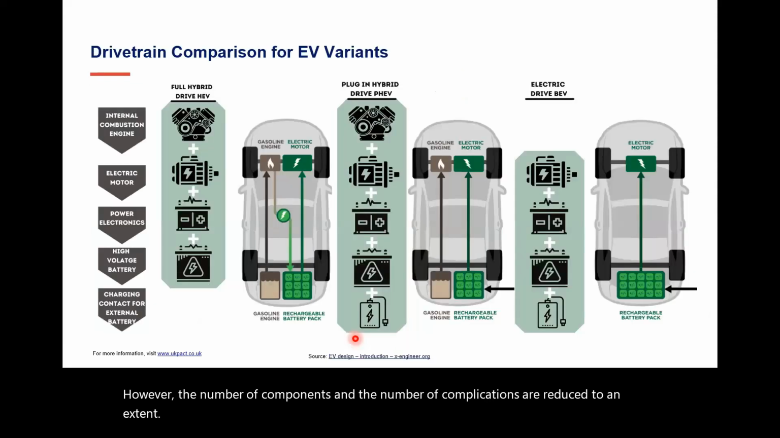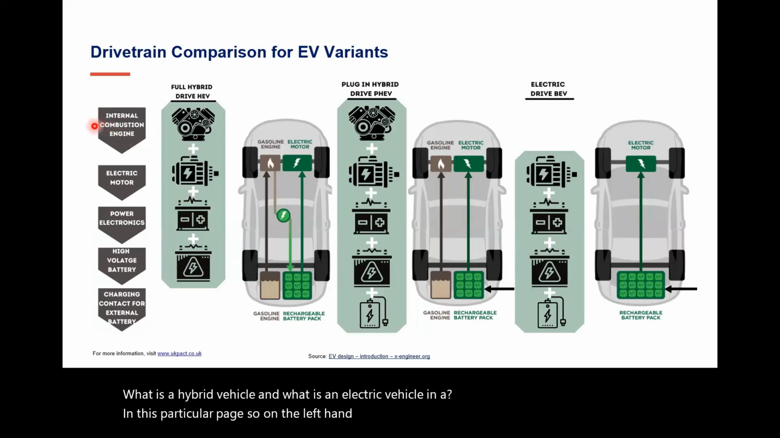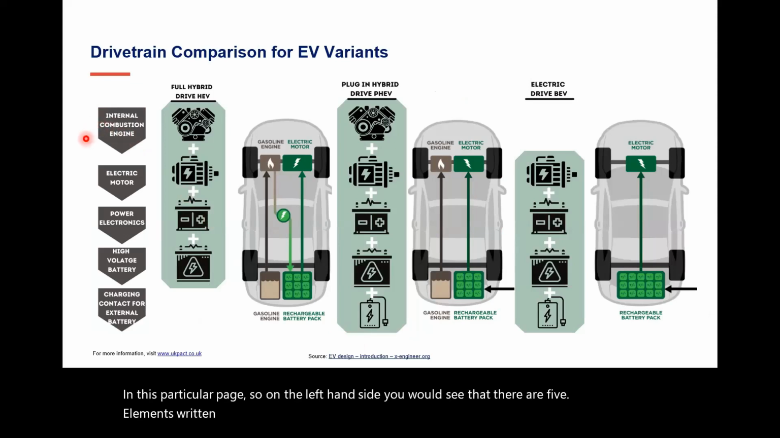Now, let us try to see what is a hybrid vehicle and what is an electric vehicle in this particular page. So on the left hand side, you would see that there are 5 elements written. First is the internal combustion engine. Second is electric motor. Third is power electronics. Then the high voltage battery and the charging contact for the external battery.